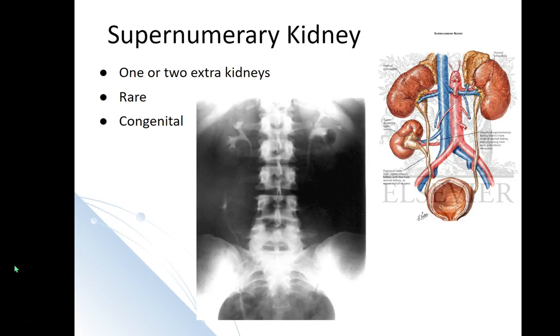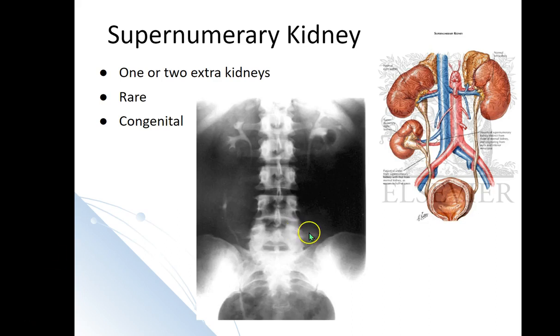We are going to begin part 2 with another congenital anomaly known as supernumerary kidney. And again, this is a congenital anomaly, meaning the patient was born with this. In this condition, the patient is born with one or two additional or accessory kidneys. This is a pretty rare condition. Some of my research shows that there are less than 100 cases of this documented in the United States. Again, it's congenital, meaning the patient is born with it.